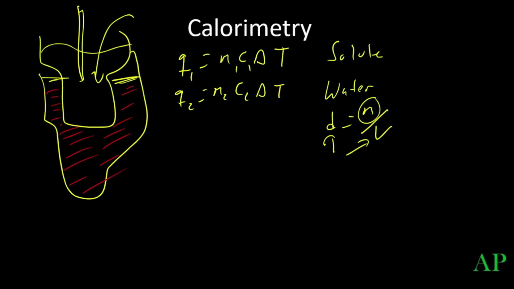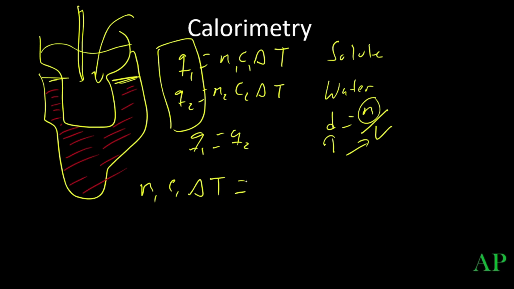But the main thing is that because the energy released by the solute is the same thing as the energy absorbed by the water, again, assuming exothermic, these two values are going to be the same. So what ends up happening, M1 C1 delta T is going to equal M2 C2 delta T2. And again, these values may or may not be different. Chances are they're going to be different. You have to read the question carefully.